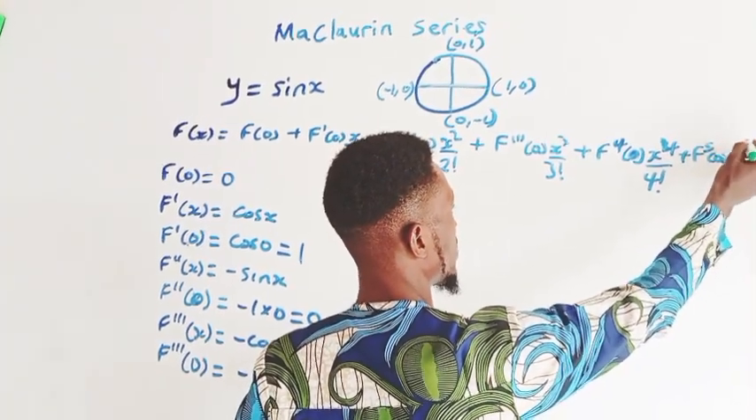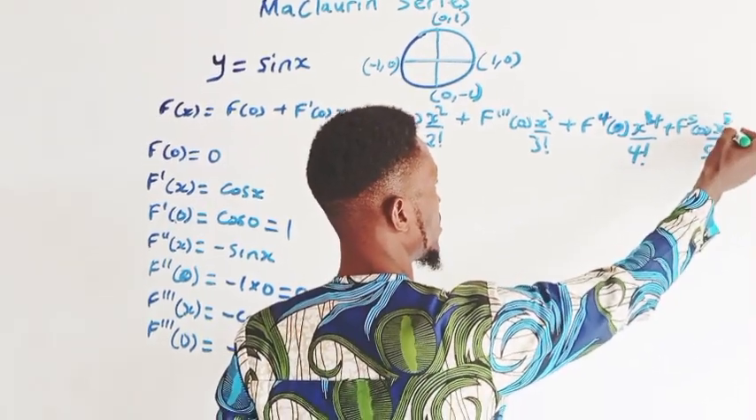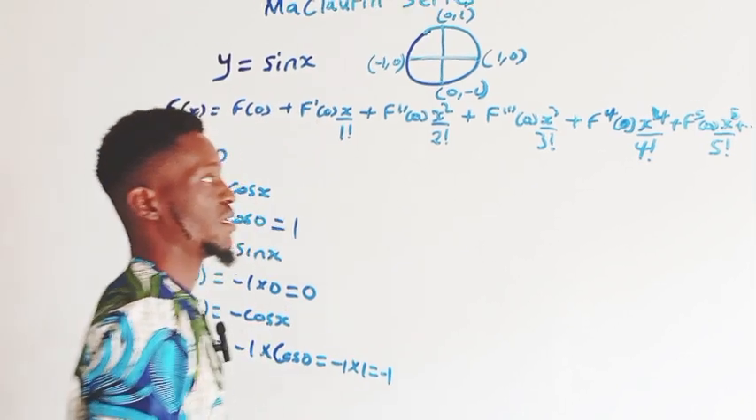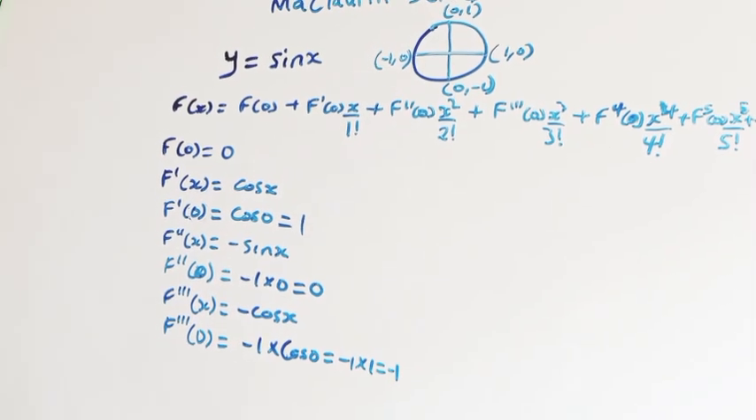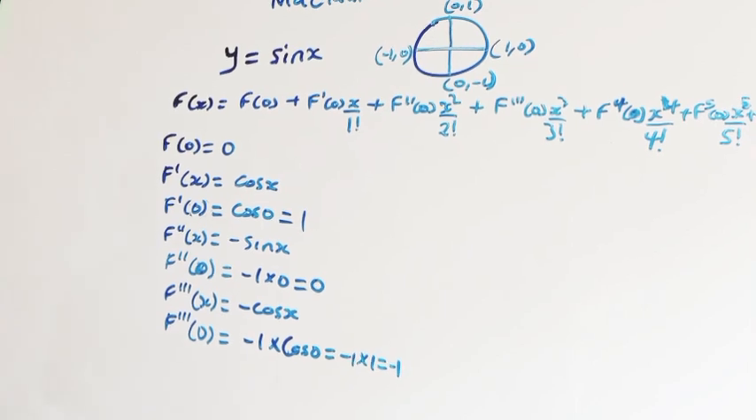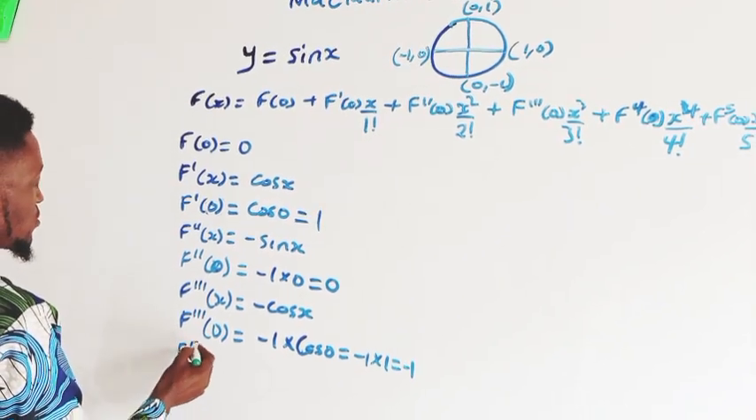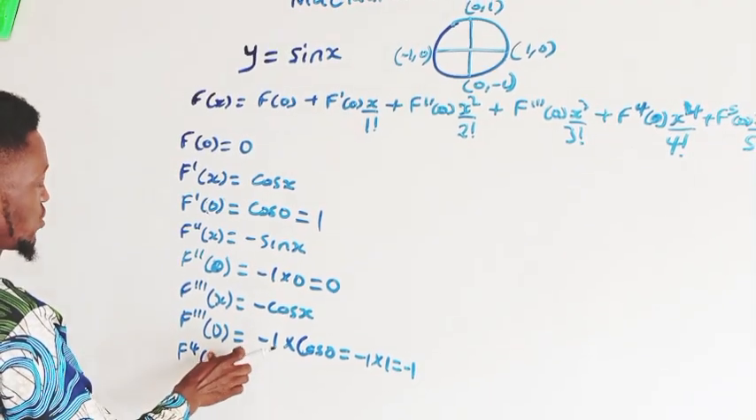x raised to power 5 over 5 factorial plus infinity. Okay, let's leave it like that. Okay, so let's do our fourth derivative. In our fourth derivative, we're going to have the fourth derivative of our function.